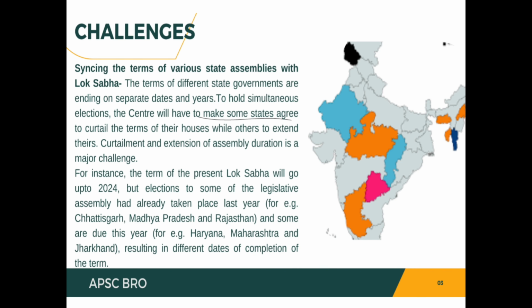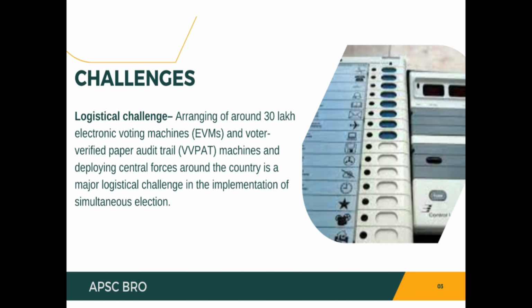For instance, the term of the present Lok Sabha will go up to 2024, but elections to some of the legislatures had already taken place last year, like Chhattisgarh, MP, Rajasthan, and some are due this year, that is Haryana, Maharashtra, and Jharkhand. If we want to have the simultaneous election in 2024, we have to dissolve the state legislatures within 1 or 2 years of their tenure, and this is going to be a big challenge.